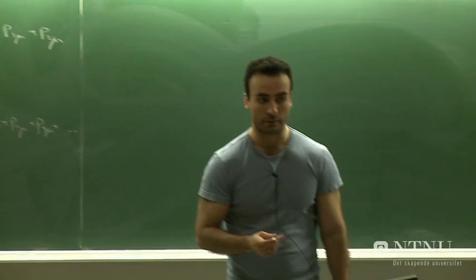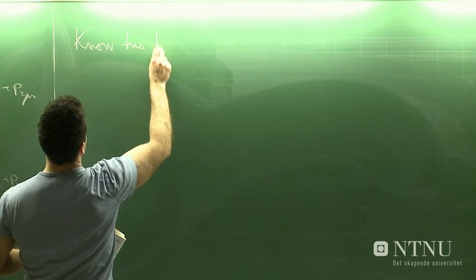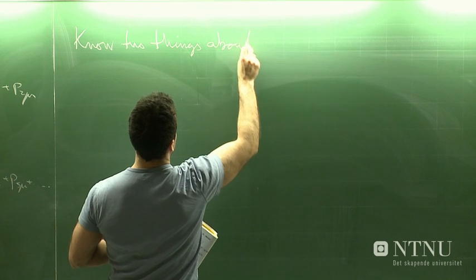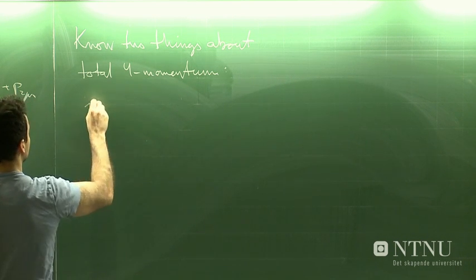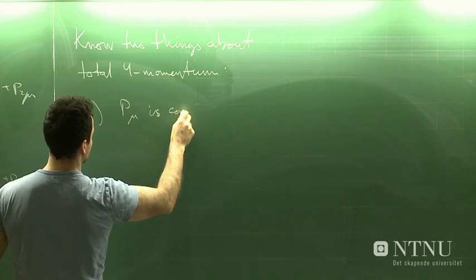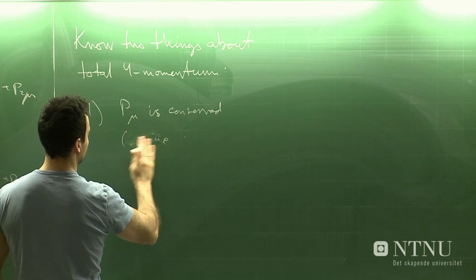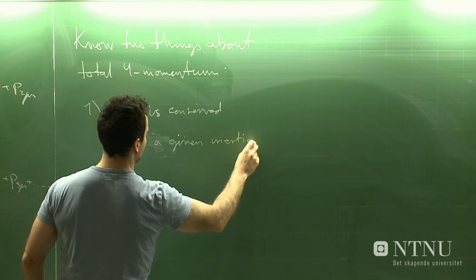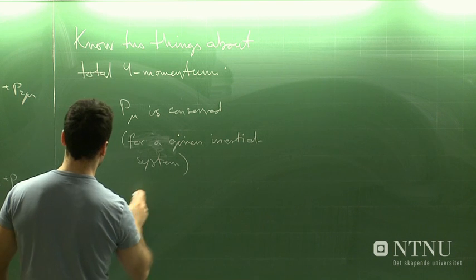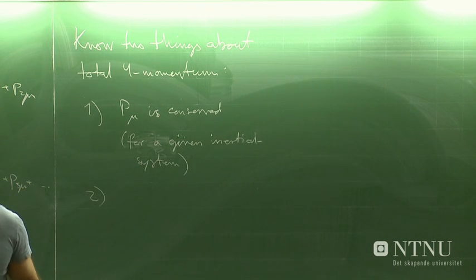Now, we know two things about the total four-momentum which are crucial in order to analyze the problem. The first thing we know is that the four-momentum is a conserved quantity. And I'm emphasizing here that it's a conserved quantity for a given inertial system.